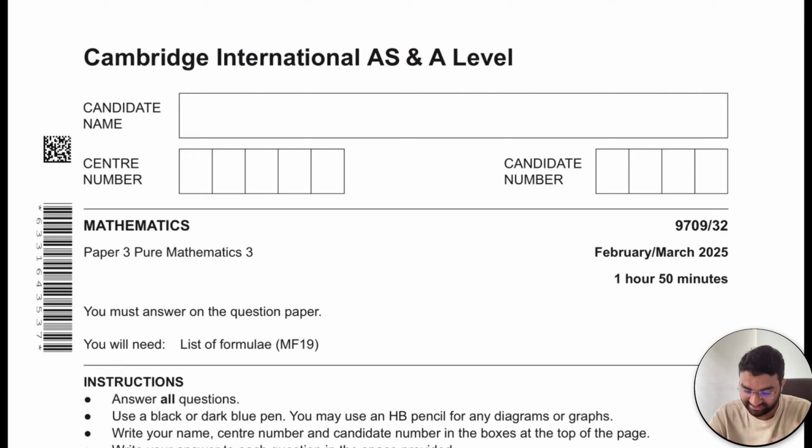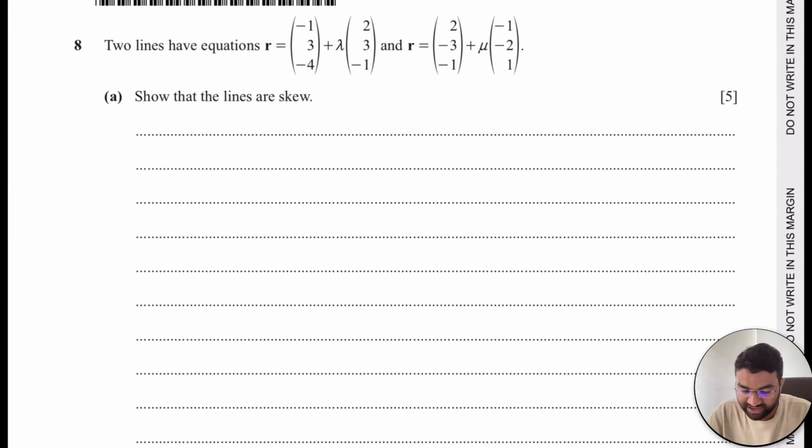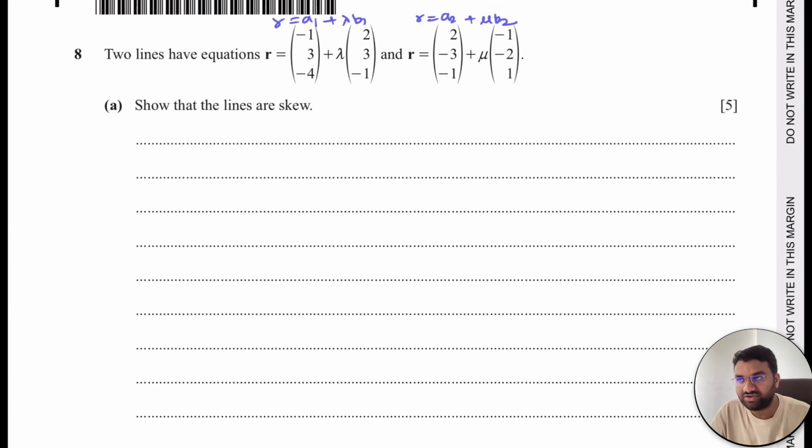So today we have to discuss one of the Pure Math 3 questions from March 2025. Here we have question number 8, which says that two lines have equations r = a1 + λb1 and r = a2 + μb2. These are the two equations we have. In the first part, we have to show the lines are skew.